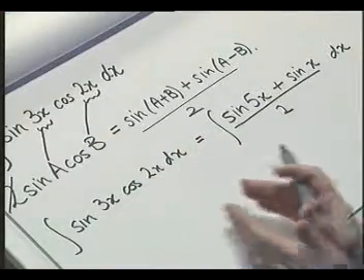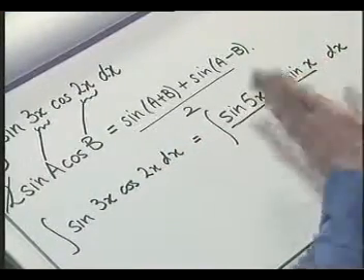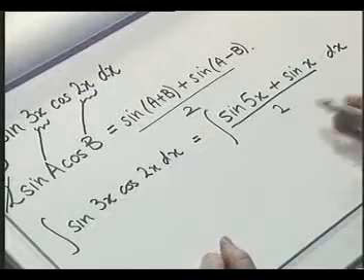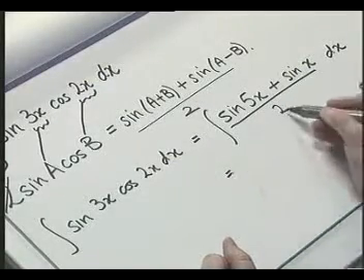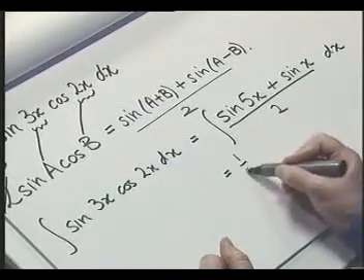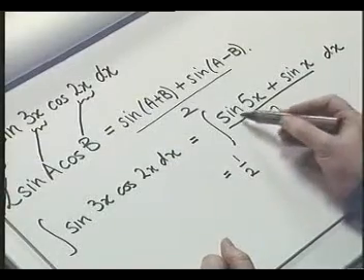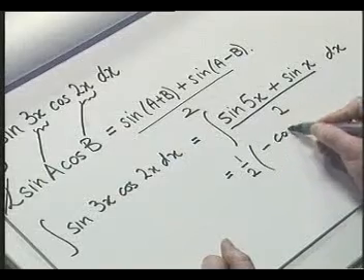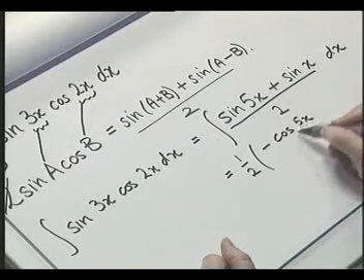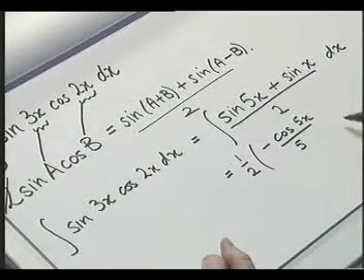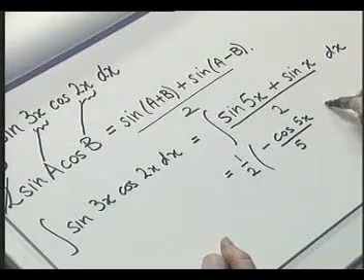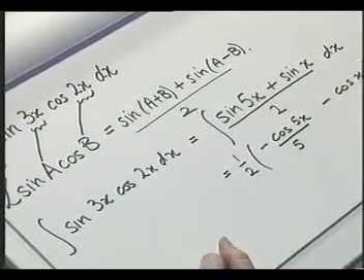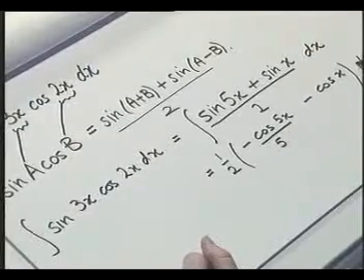So what have we done? We've used the trig identity to change the product of a sine and cosine into the sum of two separate sine terms, which we can integrate straight away. We can integrate that taking the factor of a half out. The integral of sine 5x will be minus the cosine of 5x divided by 5, and the integral of sine x will be just minus cosine x. And there'll be a constant of integration.